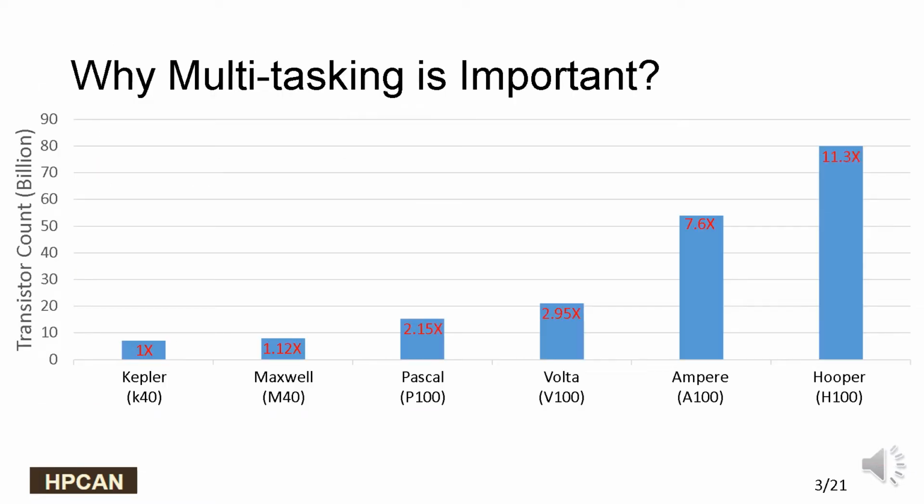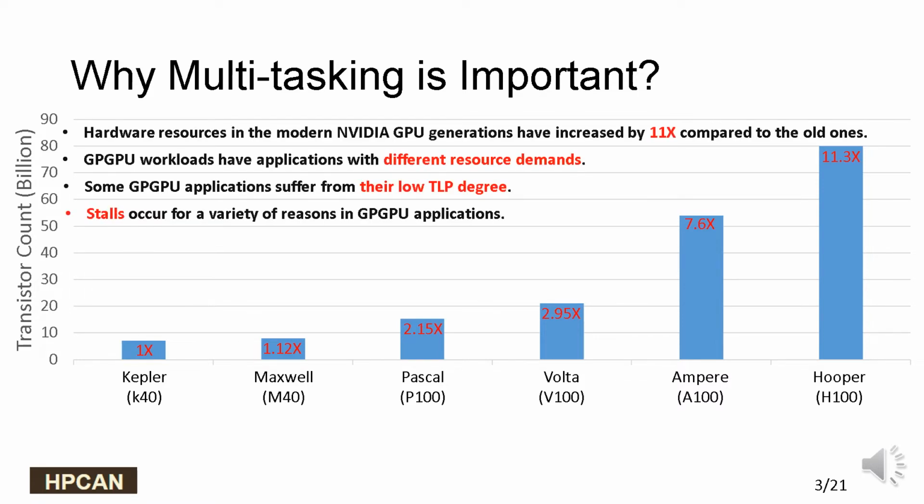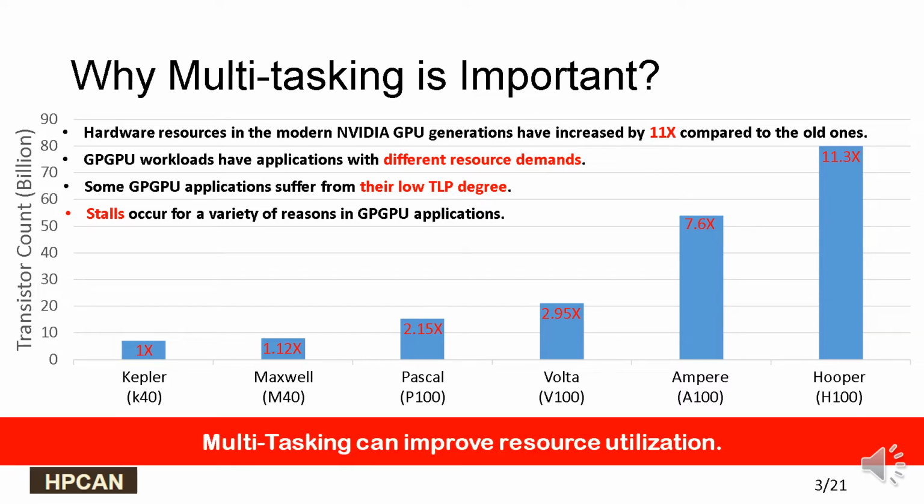Multitasking can improve resource utilization for 4 main reasons. First, as shown in the figure, hardware resources in the modern NVIDIA GPU generations have increased by 11 times compared to the old ones. Second, GPU workloads have applications with different resource demands. Third, some GPU applications suffer from their low TLP degree. Fourth, stalls occur for a variety of reasons in GPU applications.